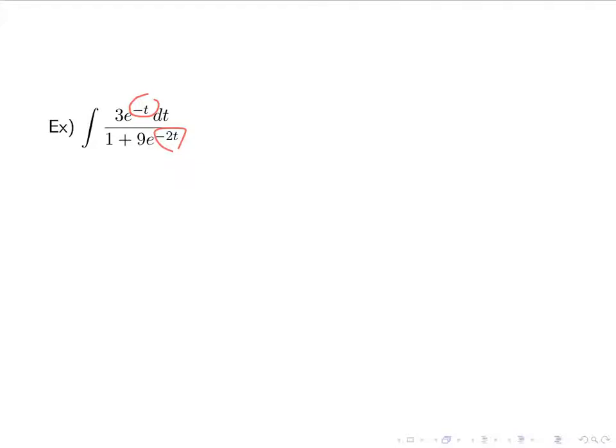So then I want to see, is it actually 1 plus something squared? So again, the exponent of my denominator is a multiple of 2. It's negative 2t. So it is something squared. So it's a good chance that it's a tan inverse problem. So again, a is 1, and then u squared will be the 9e to the negative 2t.